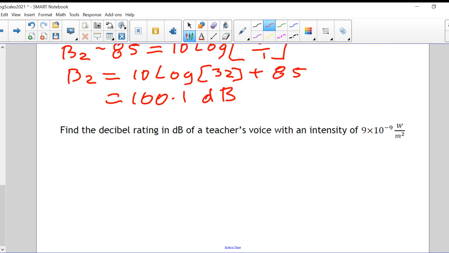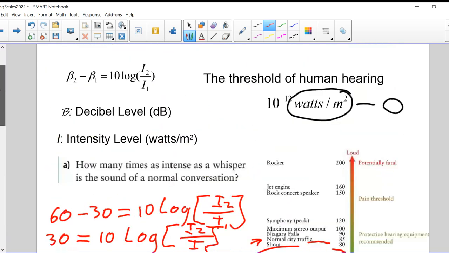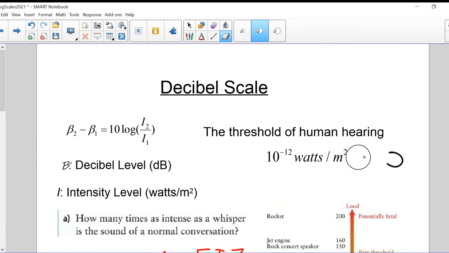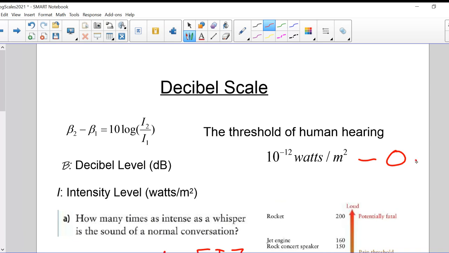Well, we didn't get any other decibel level to compare it to, but here is something that we do know. Let me take you back to the top of the page. If I gave you a question like this on a test, I would still give you this information. You would not have to memorize this. I know the threshold of human hearing is 10 to the minus 12 watts per meter squared. So this is rated as 0 on the decibel scale. That's enough for us to set this up. If I know that as 0 decibels, right?